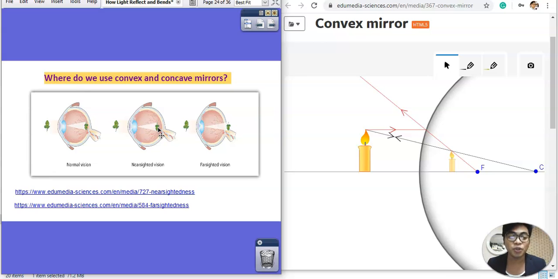There are two deficiencies, or diseases, which occur in our eyes: nearsightedness and farsightedness. We're going to identify what kind of mirror we are going to use to correct the image for the nearsighted and the farsighted. Look here, for the nearsighted, the image needs to be really near so that the person can see it. But the farsighted can see the image clearly only if it's really far away. So we need to correct that.